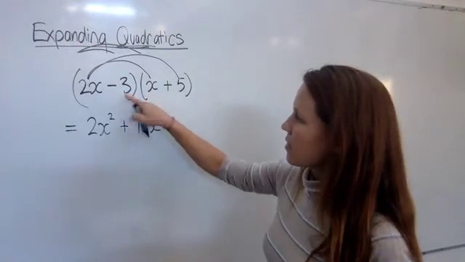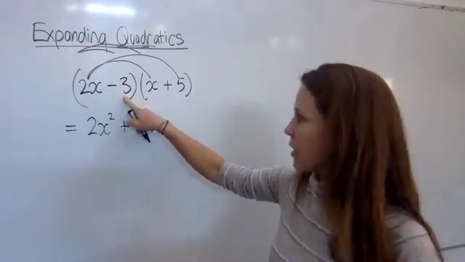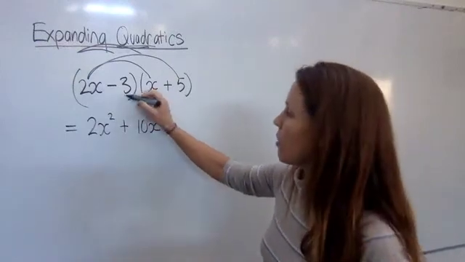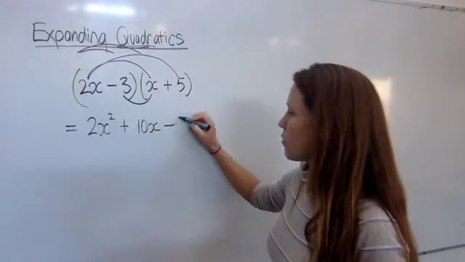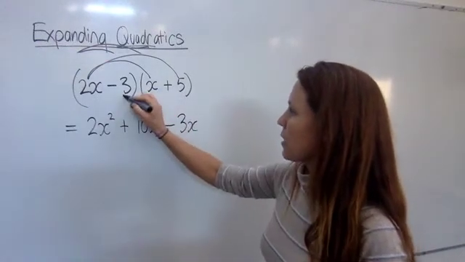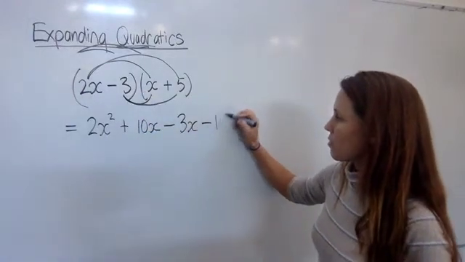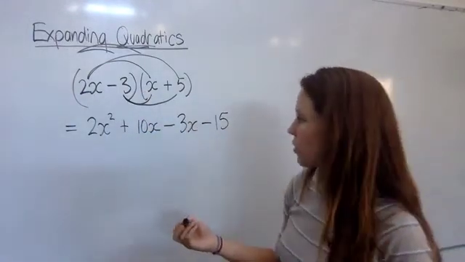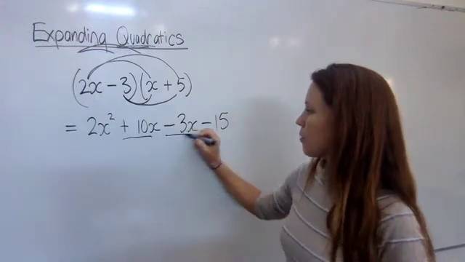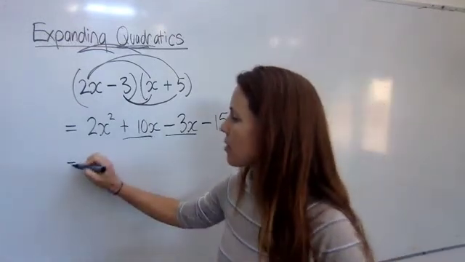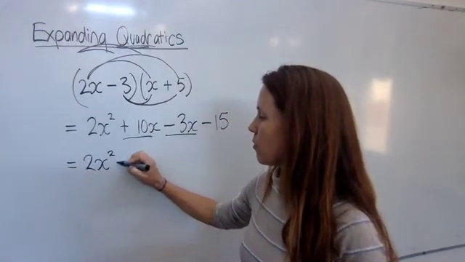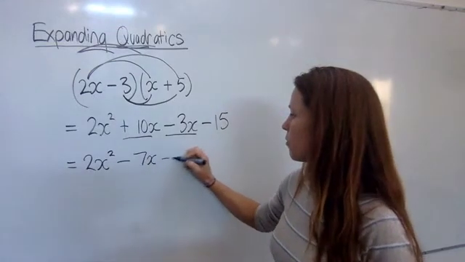And then the insides, don't be fooled here into thinking this is a 3, it's actually minus 3. So we have minus 3 times x, which is minus 3x. And minus 3 times 5, which is minus 15. Now you look for your like terms, plus 10x minus 3x is 7x. So we can tidy up those middle terms to make 7x minus 15.